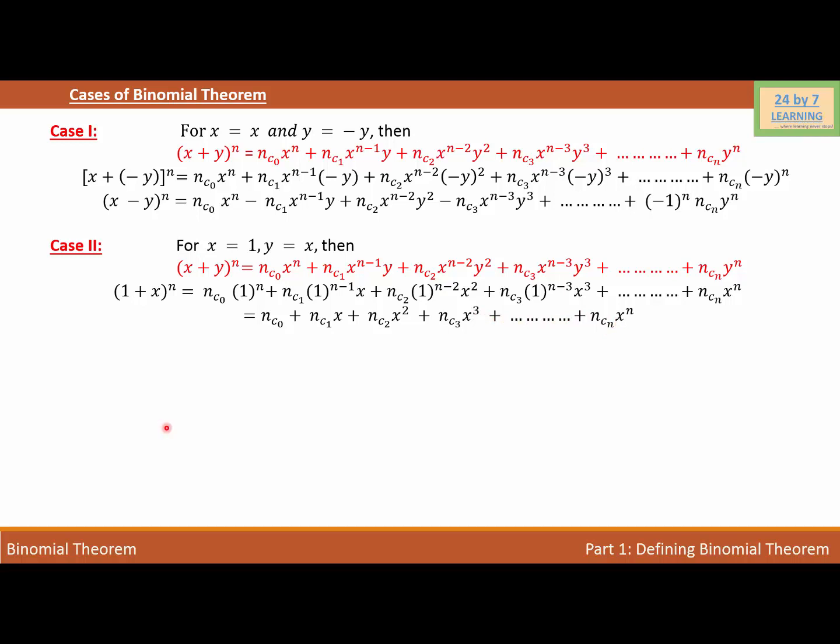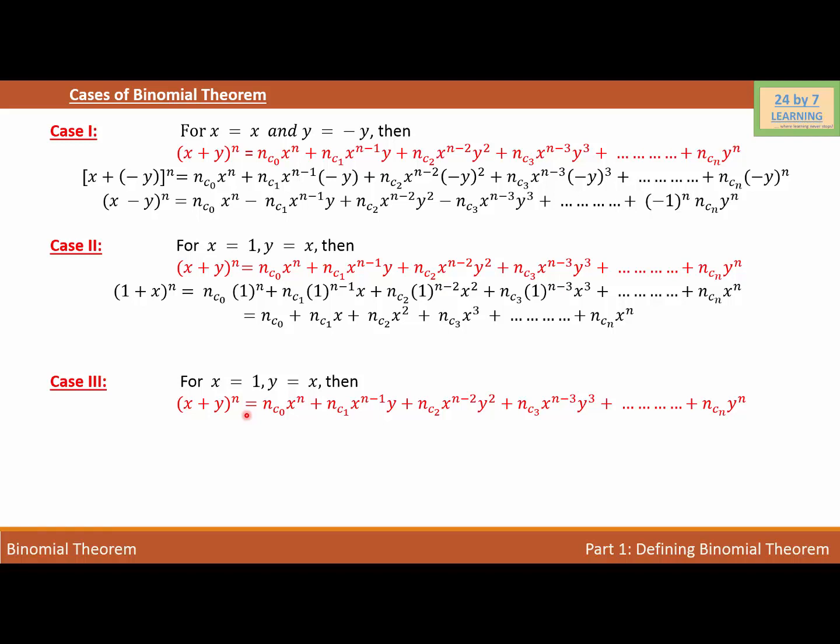Let's consider case 3. Case 3 is for x equals 1 and y equals negative x. If you see, I'm writing y equals x, but apologies for that typo, consider that as y equals negative x. When we do that, we will substitute the values in the actual binomial theorem, which is this theorem. So we will write (1 - x)^n is equal to nC0 1^n + nC1 1^(n-1) times negative x + keep going, and the last term is nCn (-x)^n.